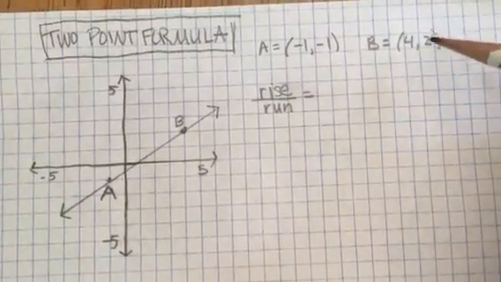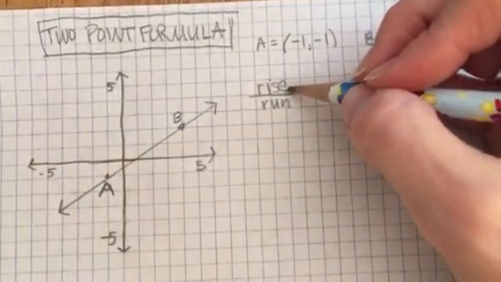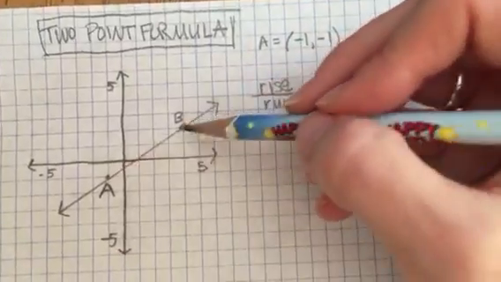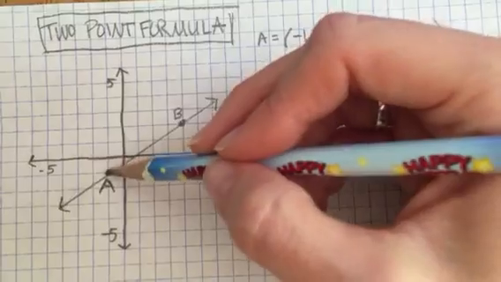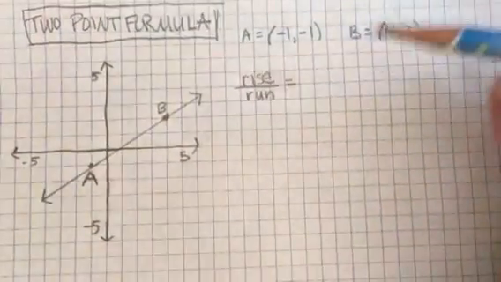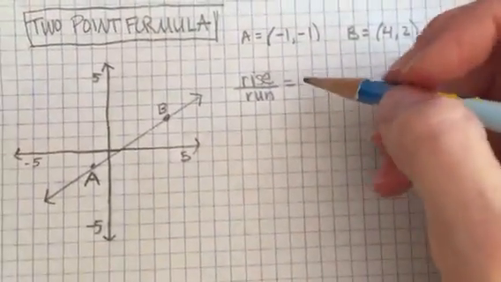To find slope, we know from our previous experience that we need to find rise and we need to find run. What we've done in the past is find our rise by counting and find our run by counting this distance here. But there's another way to do it. We can use some calculations to find rise and run.